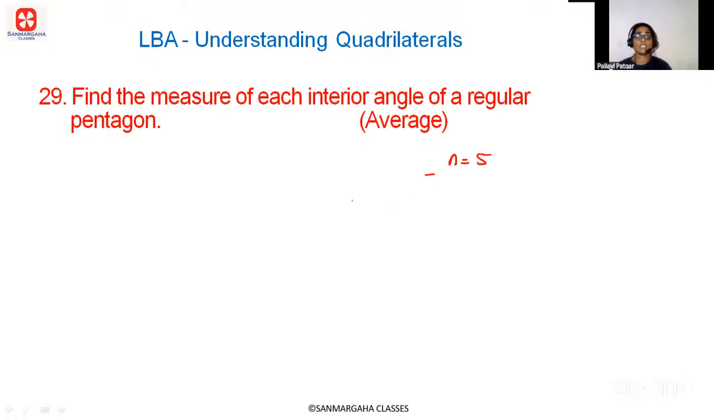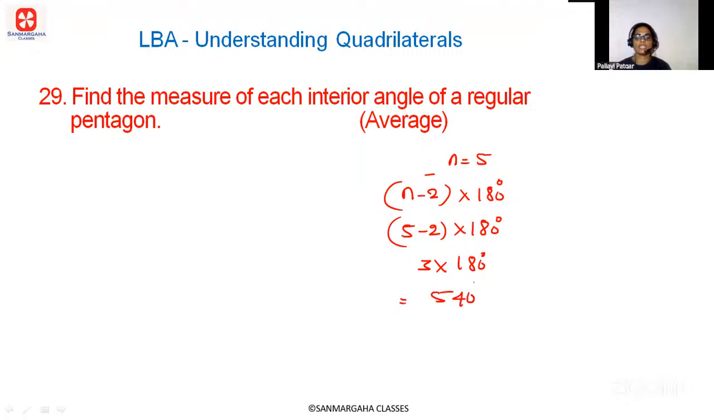So first we have to find out the sum of the interior angles. Formula for sum of interior angles in a polygon with n sides is n minus 2 into 180 degree. So here n is 5. So 5 minus 2 into 180 degree. So this is 3 into 180 degree, which is 540 degree.